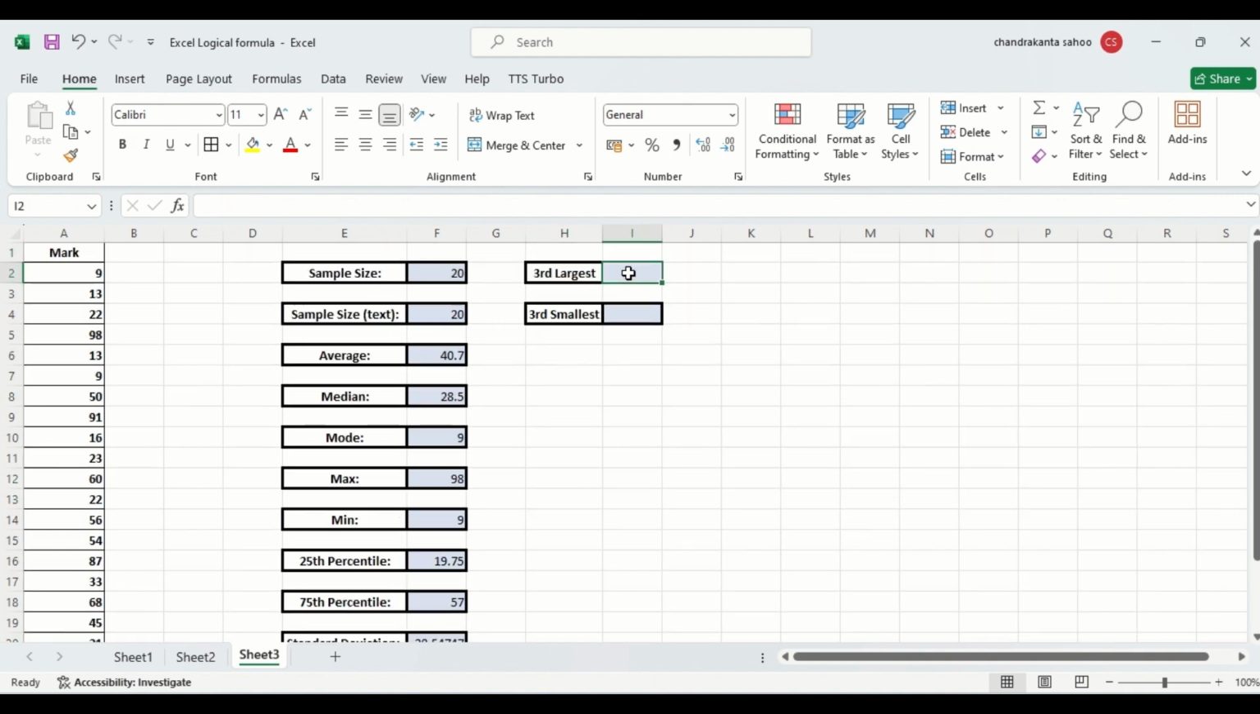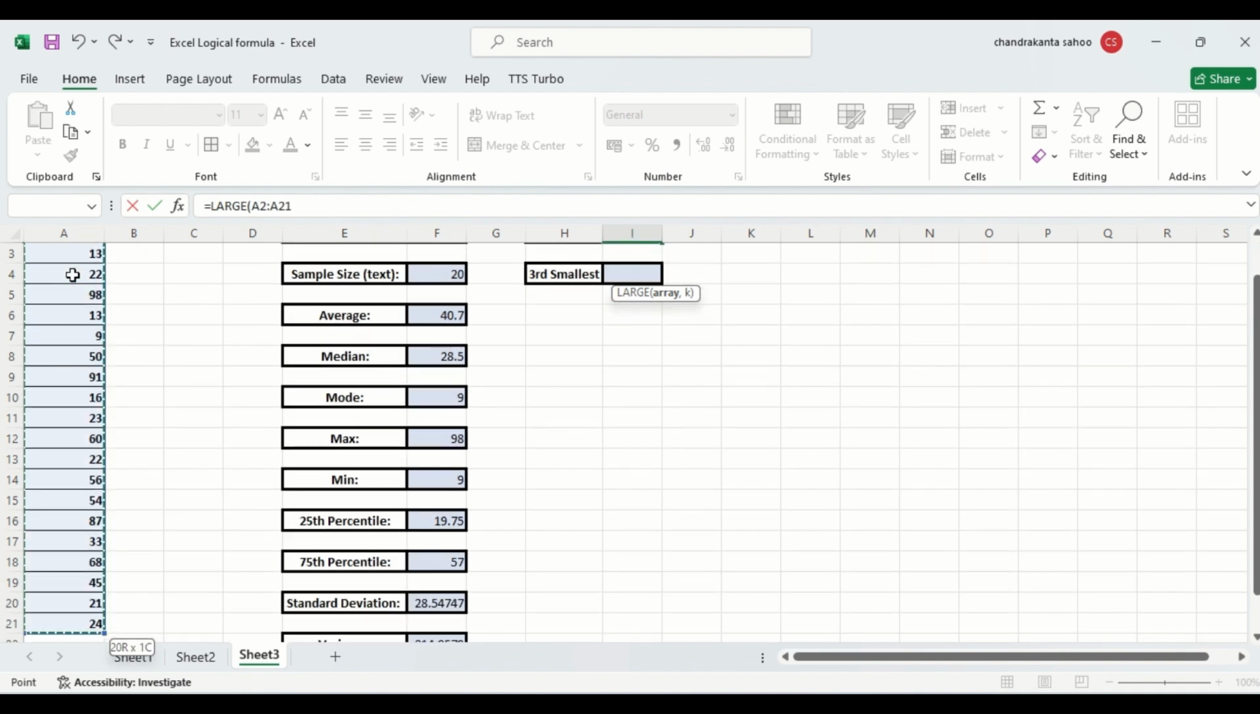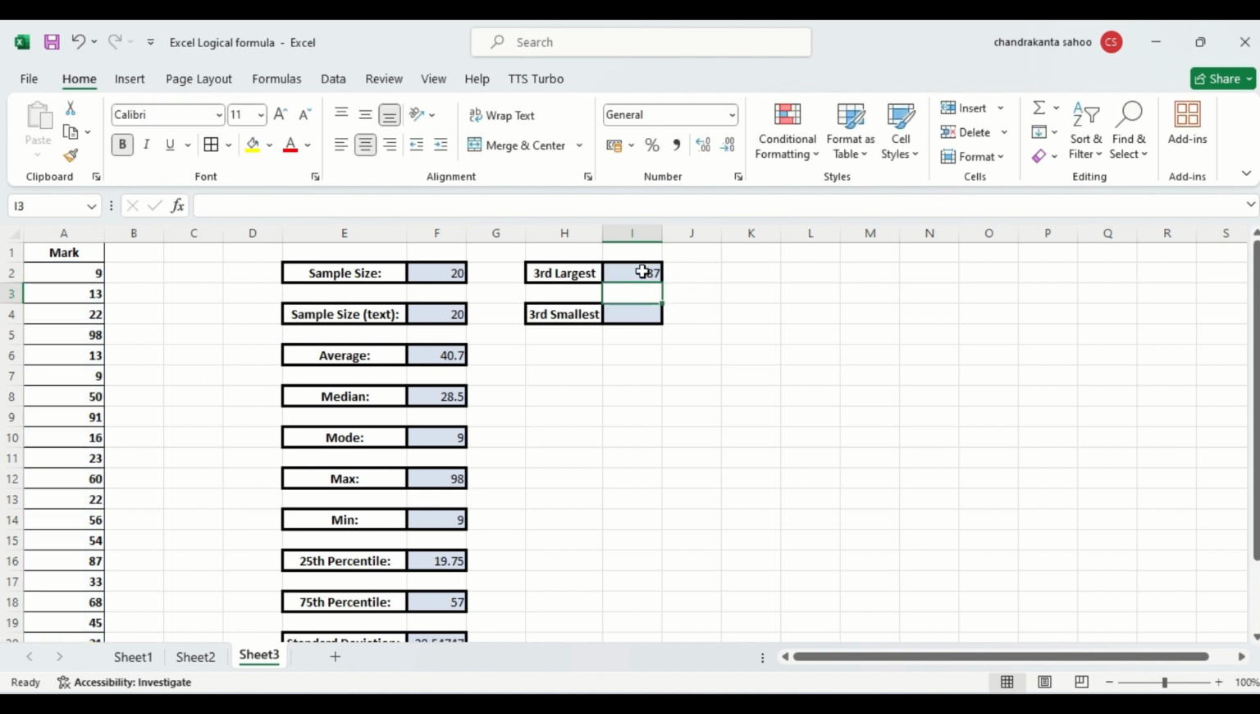Suppose in our data set we have a big data set and I want to find out the second largest or third largest or third smallest. How can I get it? Equal to, I can write LARGE. After LARGE, the array. Let me select it, and then comma. Then I want to see the third largest, so I will write 3, bracket close. I got it. This is the third largest. If you order it in ascending or descending order, you will get it.